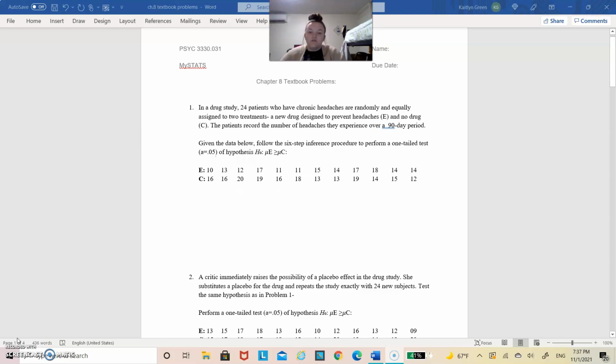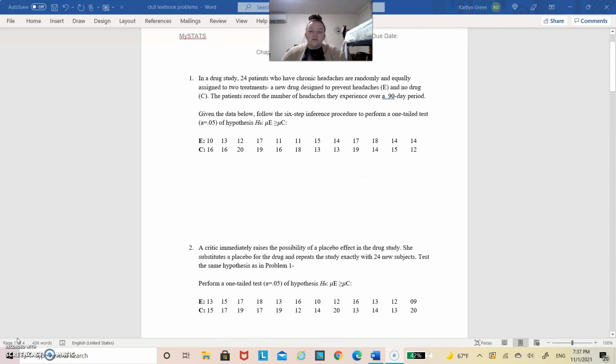On number 1, it says, in a drug study, 24 patients who have chronic headaches are randomly and equally assigned to 2 treatments. You have the new drug, which is supposed to prevent headaches, and then the control group, or the no drug. The patients record the number of headaches that they have over a 90-day period. Given the data below, follow the 6-step inference procedure or the 7-step hypothesis procedure to perform a one-tailed test with alpha of 0.05 for a hypothesis of H0, the null hypothesis, mu E equals mu C, versus mu E greater than mu C, which I hope I'm saying right.